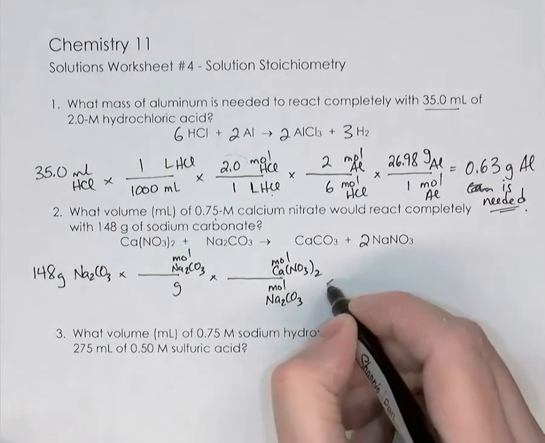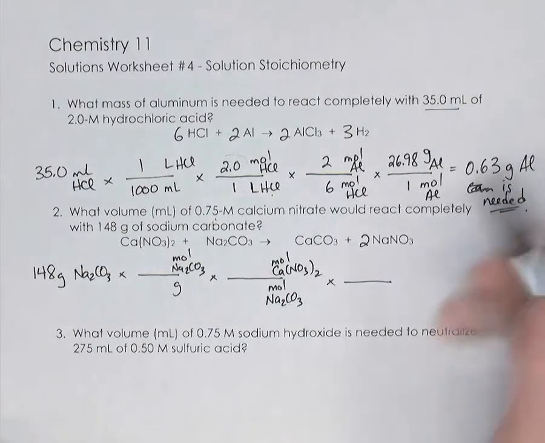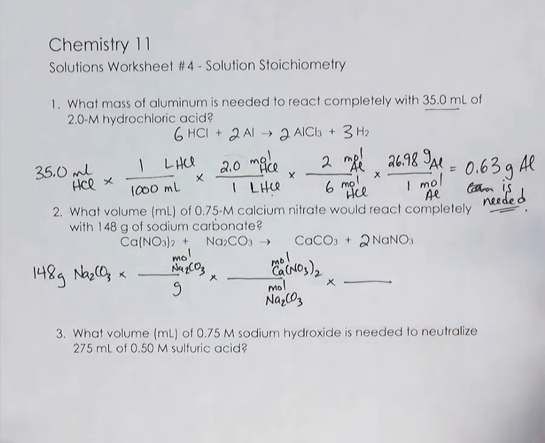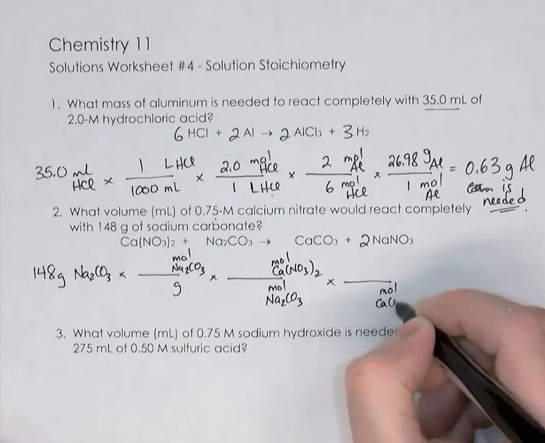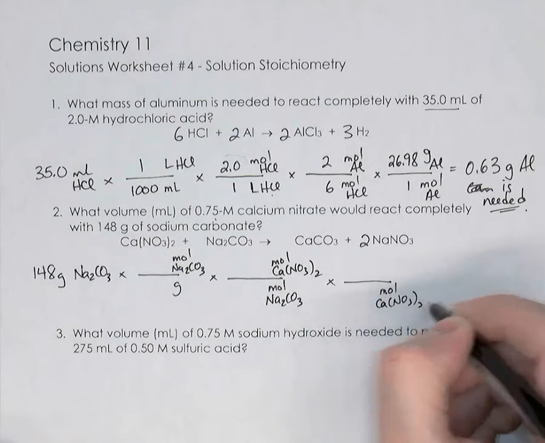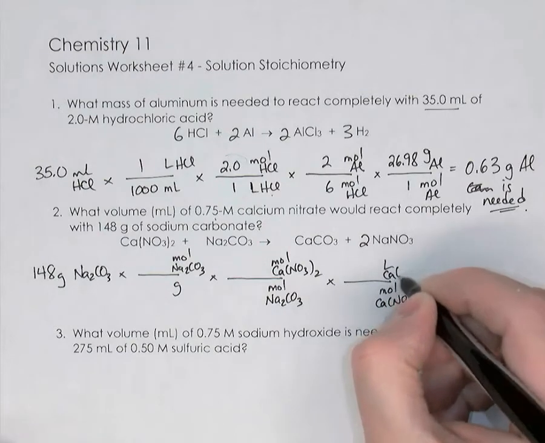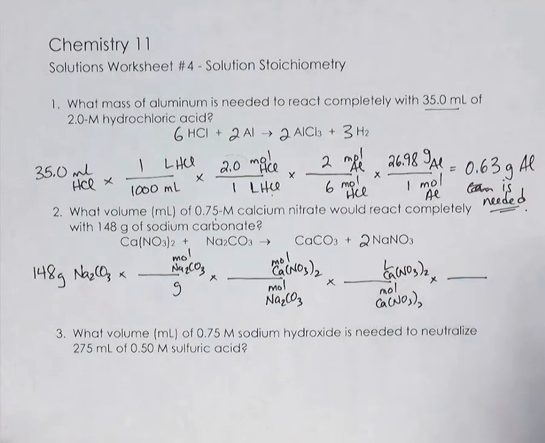And we were asked what volume of the calcium nitrate, because it's a solution, and we have its concentration, which is 0.75 moles per liter, 0.75 molarity. So therefore we can take the moles of the calcium nitrate and switch that to liters of calcium nitrate. And finally it asked for the answer in milliliters, so let's just switch our liters to milliliters.